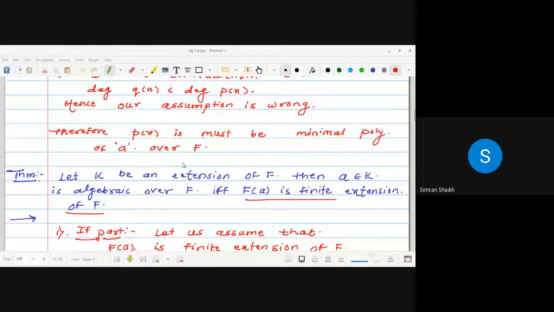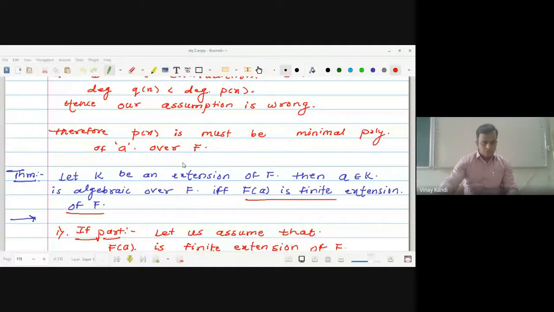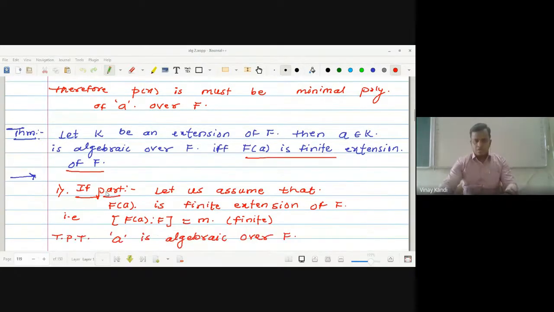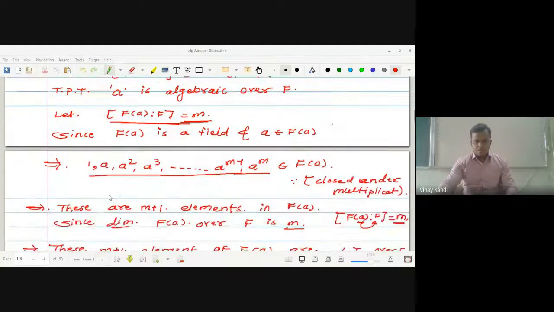Yes, sir. Okay. So in the previous lecture we saw one theorem, and a mistake happened in that lecture. What is that mistake? Look here. Let K be an extension of F. Then a belonging to K is algebraic over F if and only if F(a) is a finite extension of F. What is the mistake here?